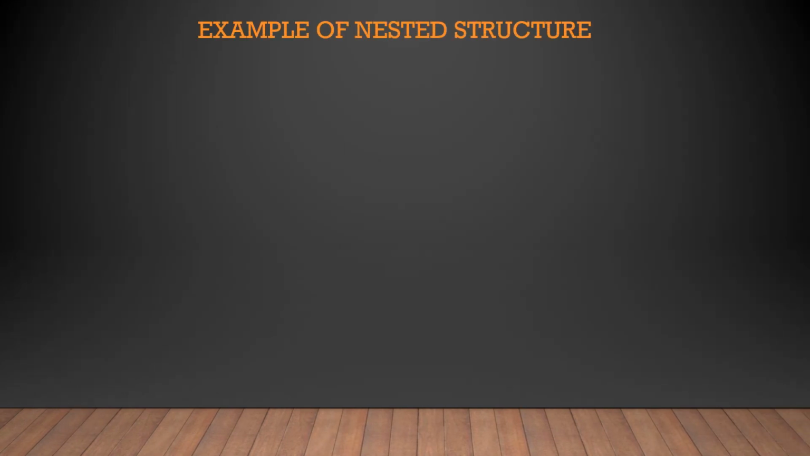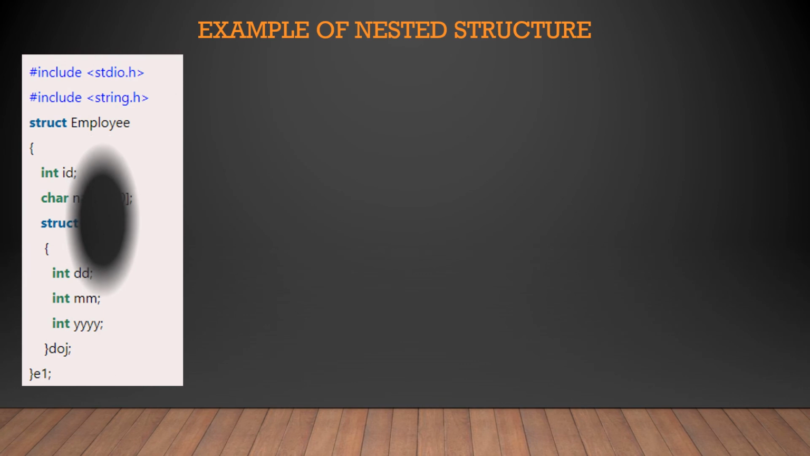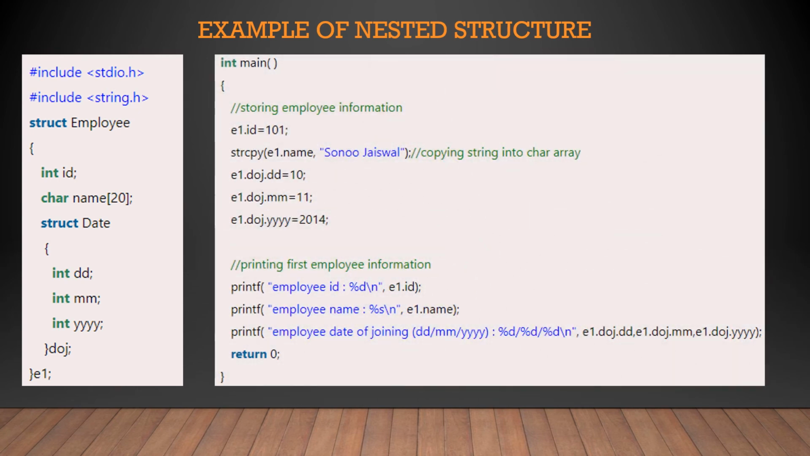Now let's see an example of a nested structure. The code being presented on the screen represents the example. Here, struct employee is a structure and struct date is being nested inside the struct employee. To access the nested structures, the following code can be used. Here, e1.doj.dd, e1.doj.mm, etc. are the methods of accessing the nested structures.